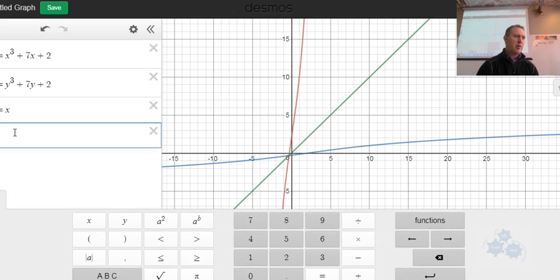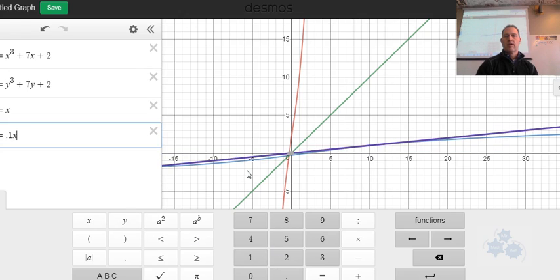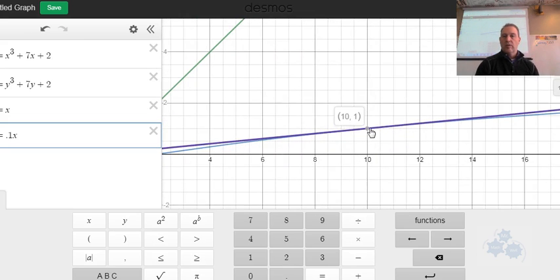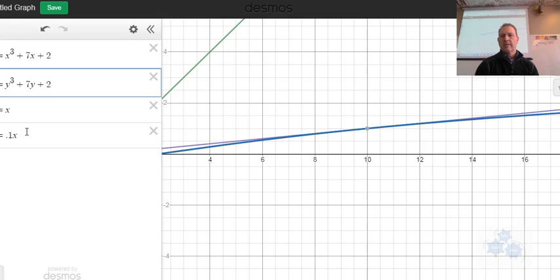Now, I'm pretty sure there's a way on Desmos to find the tangent. Anyone know how to do that? I didn't think so. You guys are no help at all. So I'm going to just create a line, 0.1x. Oh boy, it's going to be tough actually.